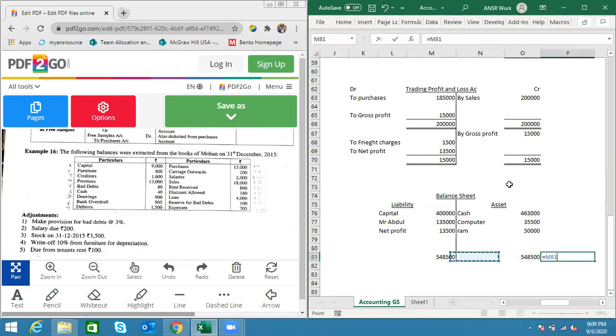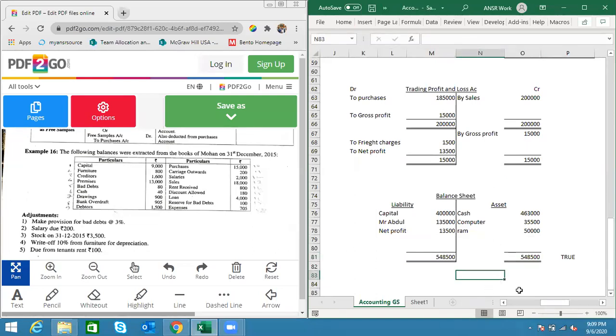Now that we have put everything, let's add all of this together. Do you see it matches properly? The assets and liability sides should always match. If it is not matching, then you are making some mistake. We have prepared the balance sheet very quickly.